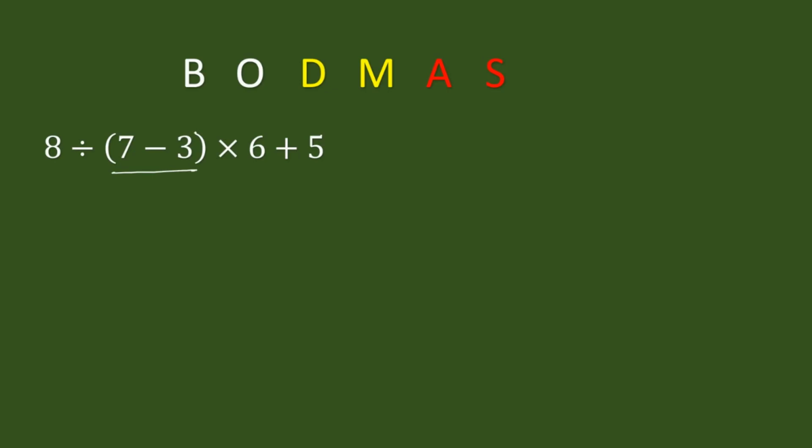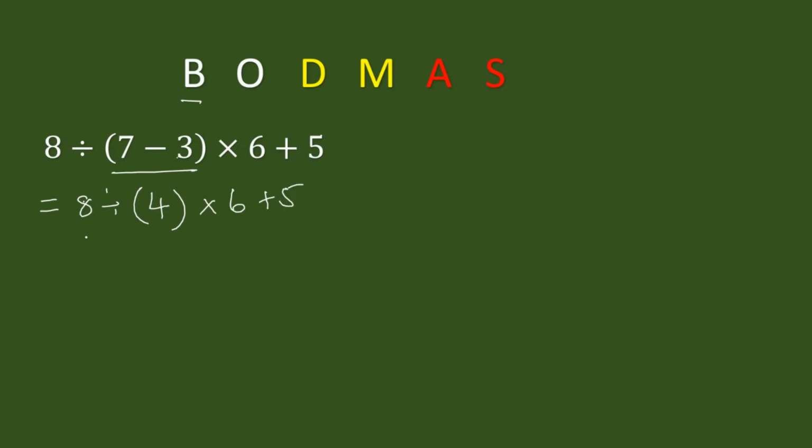We have brackets here, so you start with the brackets. Let's start by simplifying brackets. It's going to be 8 divided by, 7 minus 3 is 4. So the bracket reduces to 4. Then times 6 plus 5.